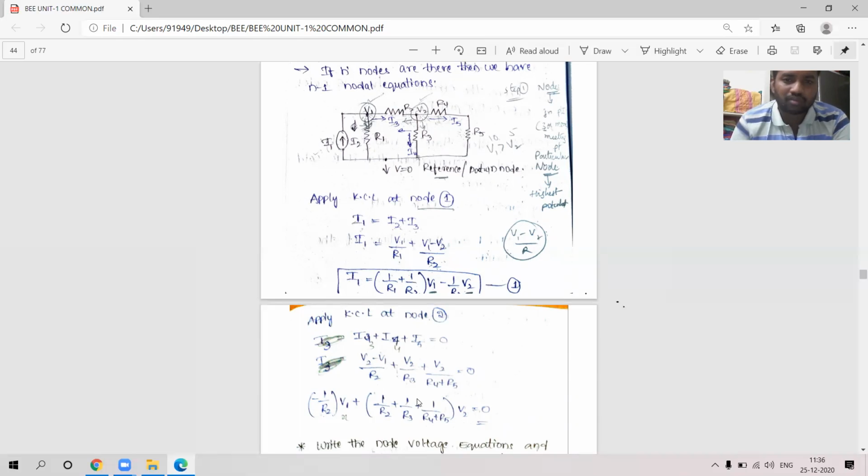After making those dot marks, see, I am placing the cursor on it. This is dot 1, dot 2, dot 3. So how are these dots identified? Because this current source, this resistor and this resistor all meet at one common point. So this is a junction point.